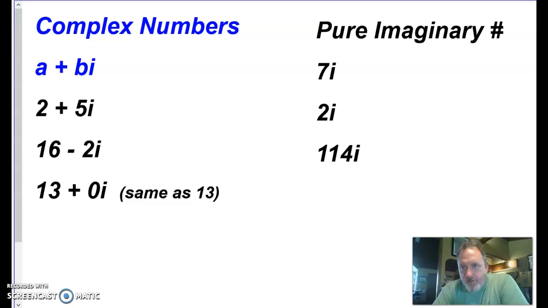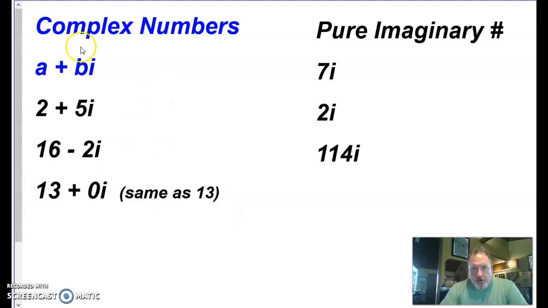Okay, complex numbers are a combination of real and imaginary. So they are in this form right here, a plus bi. And so you see all these examples here, 2 plus 5i, 16 minus 2i, or we could say 16 plus negative 2i. That's a complex number. We could put a 0 here. So saying 13 plus 0i, that's the same as 13.